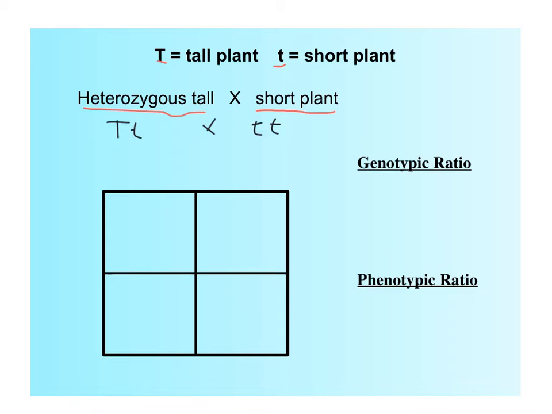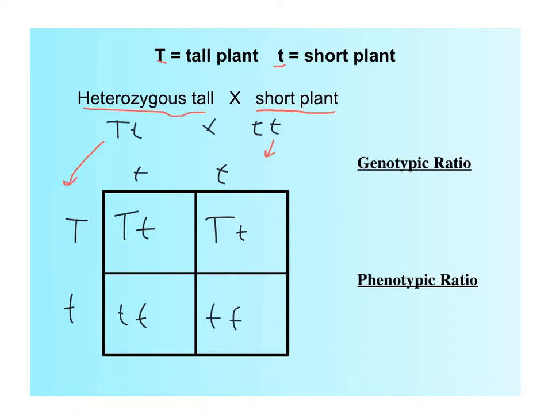Now, it doesn't matter which of these plants you put on the top and which you put on the bottom, but I'm gonna put the little t on the top. And I'm gonna put the heterozygous alleles on the sides. So I'm gonna have big T, little t. And now it's just filling in the squares. This one's gonna be big T from the left, little t from up top. This one's gonna be big T from the left again, little t from up top. This one's going to be little t, and this one's little t from the left, and little t from the right.